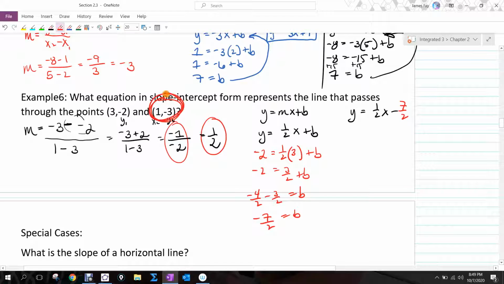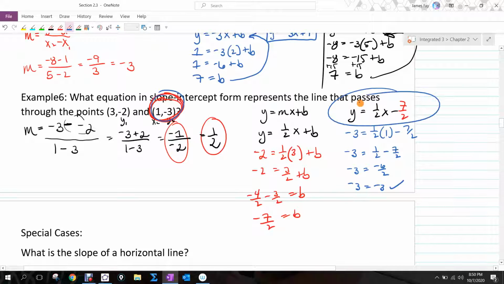And now I can check this point. So I'm going to take that point and plug it in. So y is negative 3. I get 1 half, x is 1, minus 7 halves. So basically when I do it this way, and I'll show you an alternative way as well, I'm just going to see if this is true. Does negative 3 equal 1 half minus 7 halves? Well, that's negative 6 halves, which does end up being negative 3. So it proves that when I plug that point in, I get a true statement. So that must be my equation.